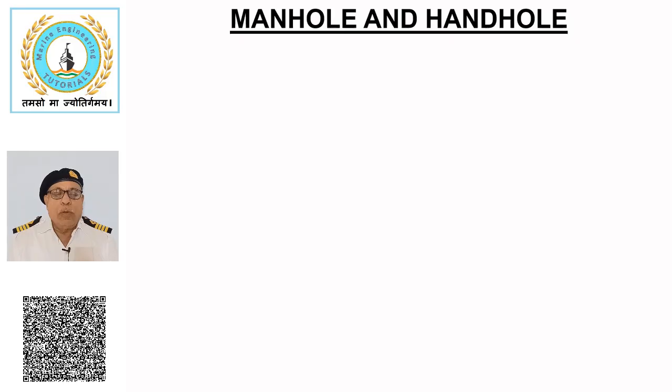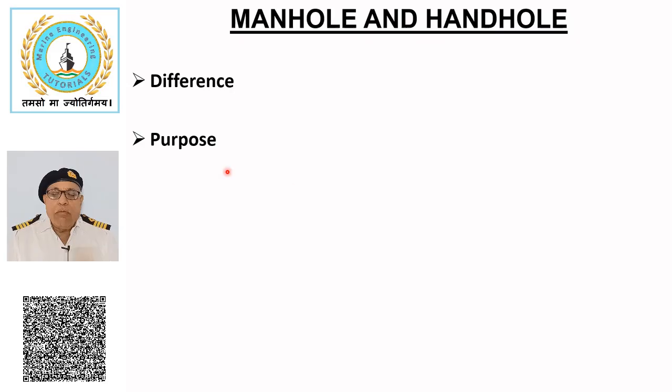Manhole and handhole. Difference. A handhole differs from a manhole only in size and is much smaller than a manhole. Manholes are provided where there is space for a person to enter the boiler drum, whereas handholes allow a person to access a narrow space from outside.